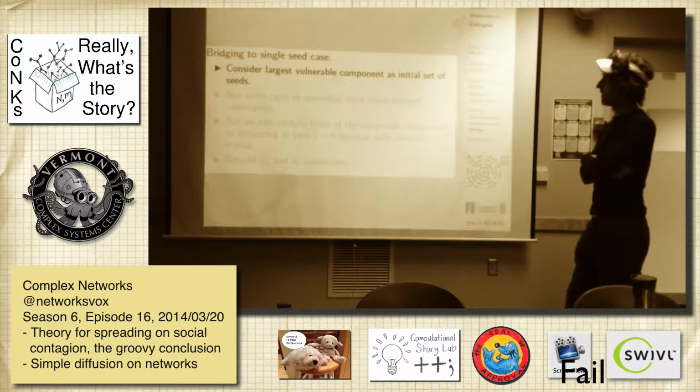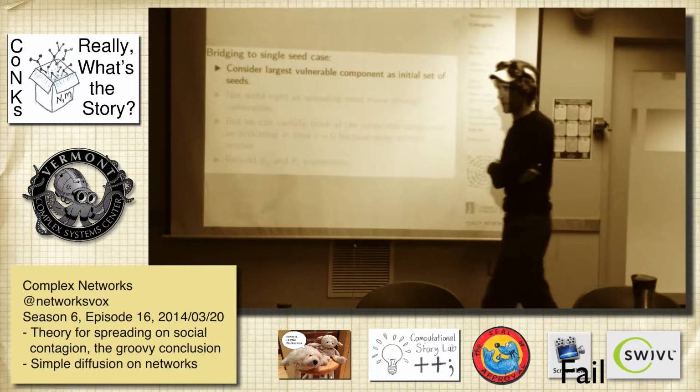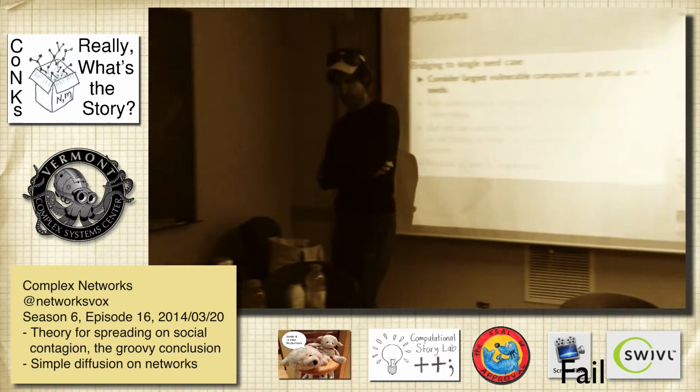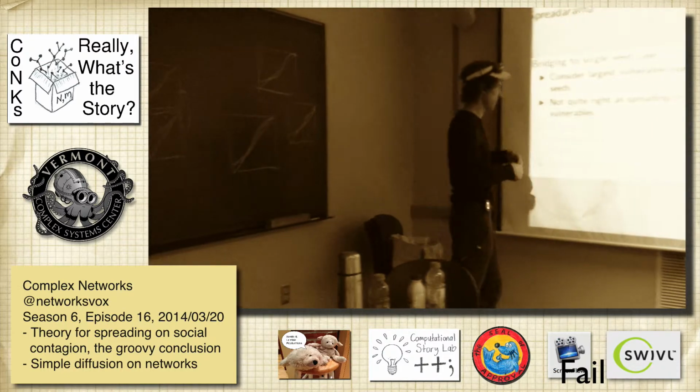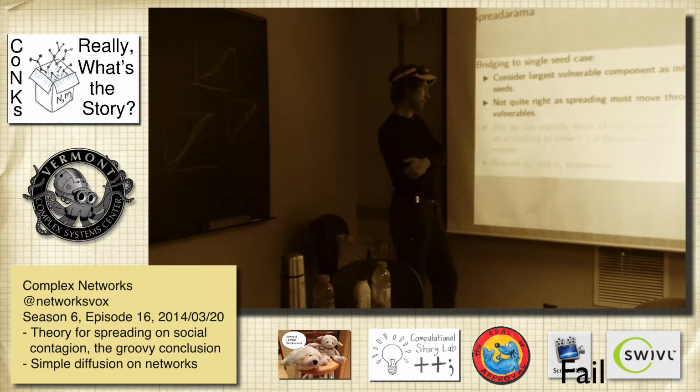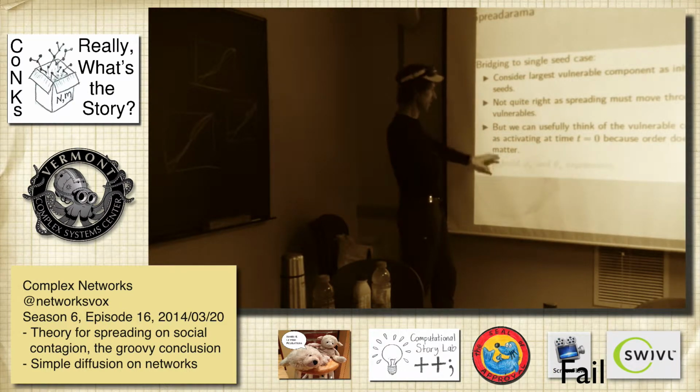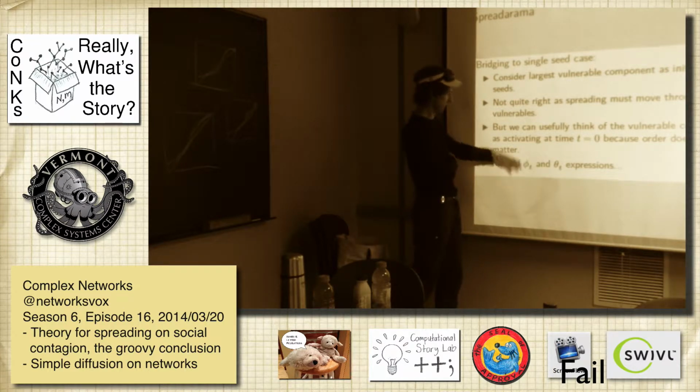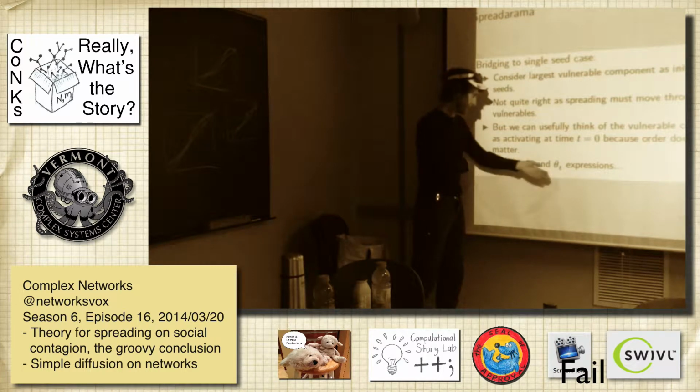Very good. So we've talked about the single seed, but let's see if we can get it to work properly. You can think of the vulnerables as your initial set. It's a funny thing to do, I guess, but it's not quite right. Obviously the spreading has to go through there. Order doesn't really matter. We can think of it happening at time t equals 0, and then we can rebuild these things. This is a bit rough. I wouldn't worry about this thing. Everything else is incredibly important. So we can rebuild those expressions.